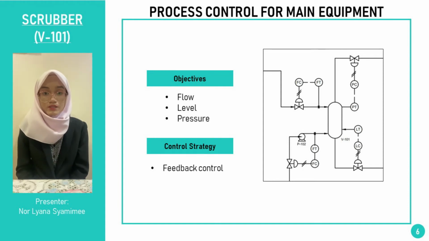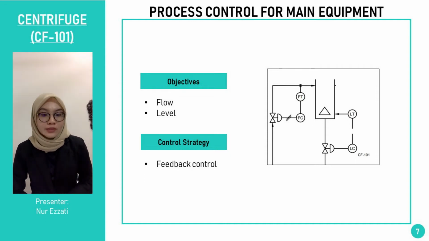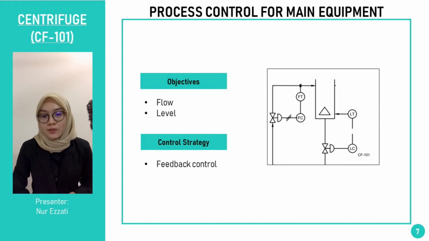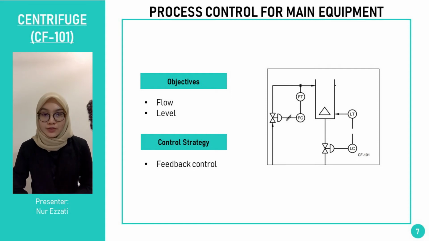Next, I will pass to Eza. For process control at the centrifuge, the objective is to control the flow and level in the equipment. Referring to the table, the flow can be controlled by adjusting the inlet stream, while the level can be controlled by adjusting the outlet stream.